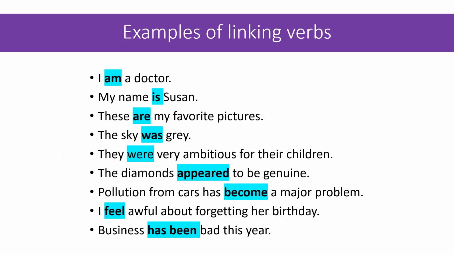Here are examples of linking verbs. I am a doctor. Am is telling us more about me being a doctor. My name is Susan. Is over here is linking Susan and my name, telling us more about Susan, the subject.